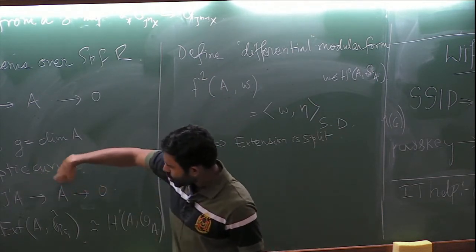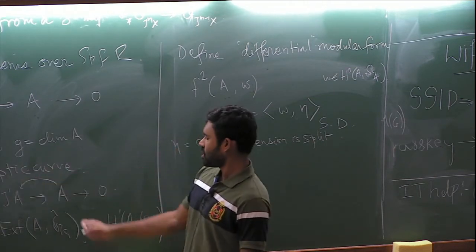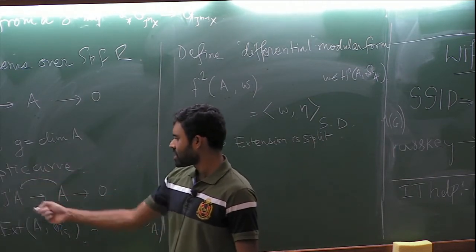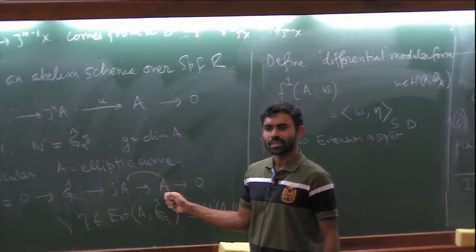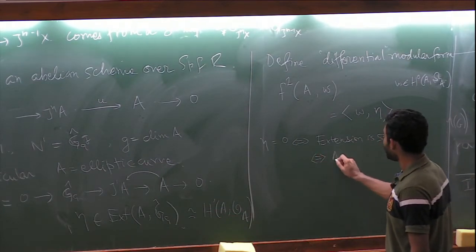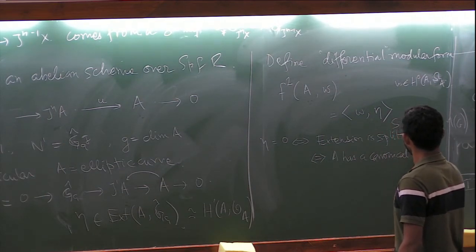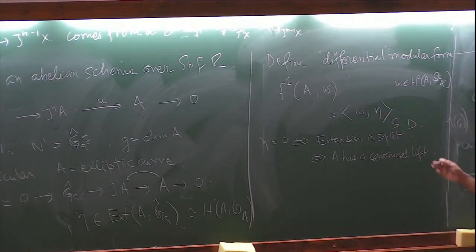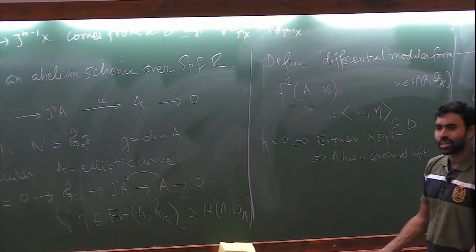But then you can show from the universal property of these jet spaces that there is a map back from A to J1 of A, which basically means that A has a lift of Frobenius on it. So extension split actually means that A has a canonical lift, by which we mean that there is a delta or a Frobenius on the structure sheaf of A. So in other words, this F1 vanishes exactly at the points of canonical lifts.